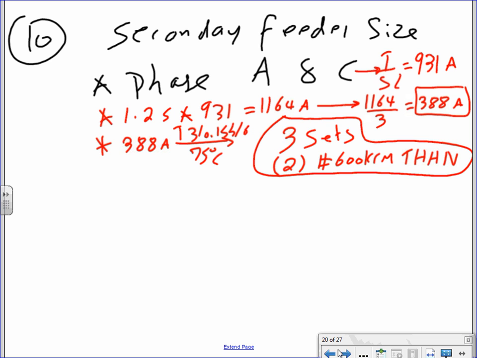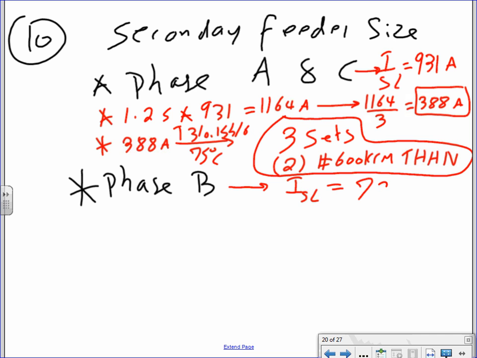Now that's phase A. Now for phase B, gentlemen, I want to remind you, the secondary line for phase B, 723 amps, right? Then same thing, do the math. 723 multiplied by 1. Let's do it the proper way. 1.25 times 723, assuming it's continuous load, worst scenario, I came up with 904 amps.